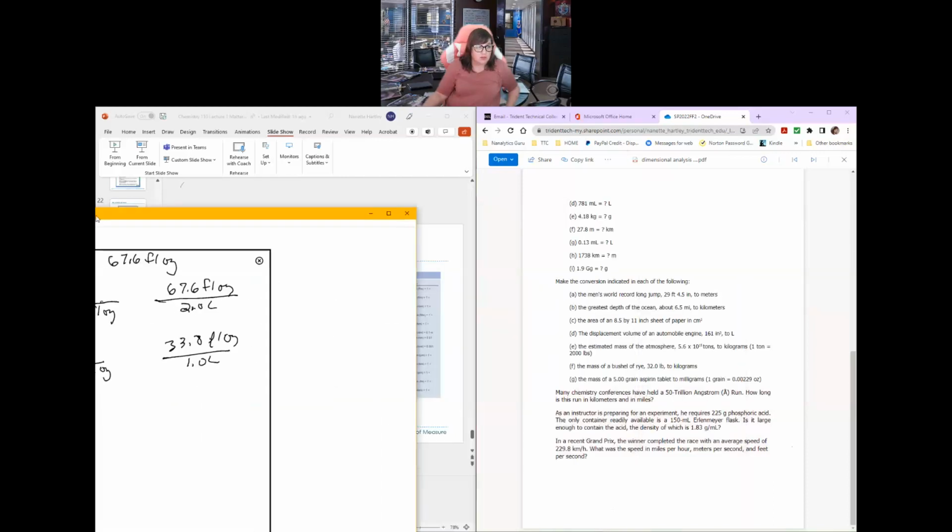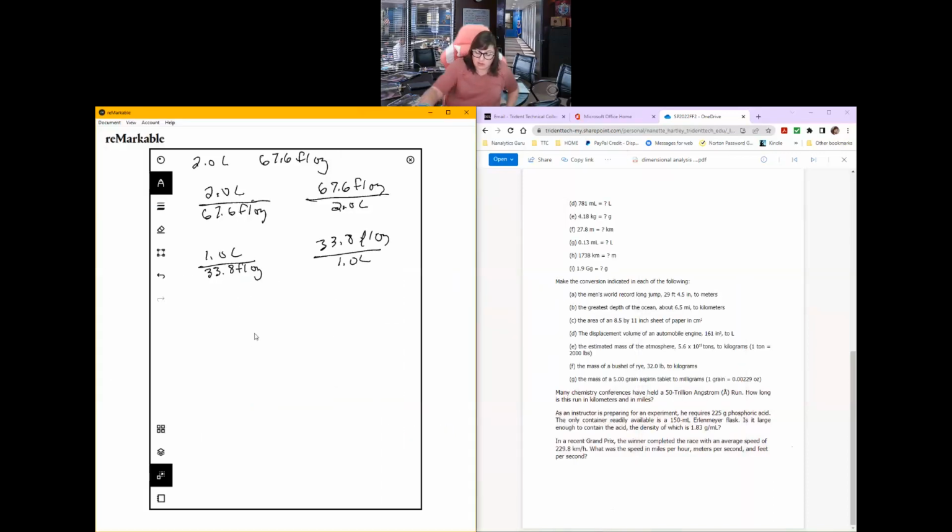229.8 kilometers per hour. Keep getting my decimal places in the wrong place. 229.8 kilometers per hour. Actually, that's H. And I want to know what that is in miles per hour, meters per second, and feet per second.